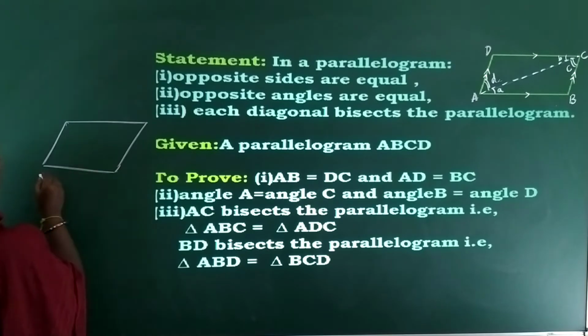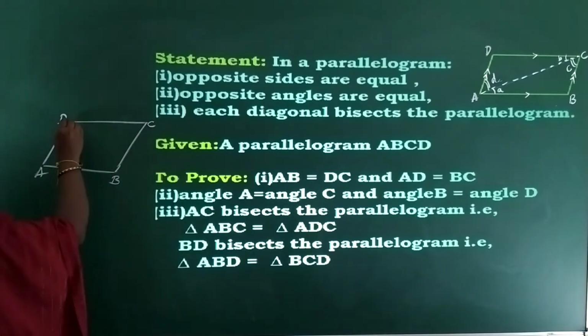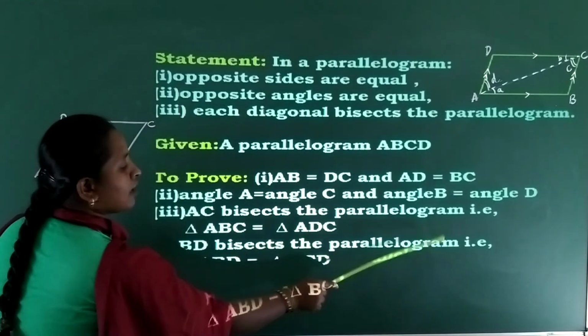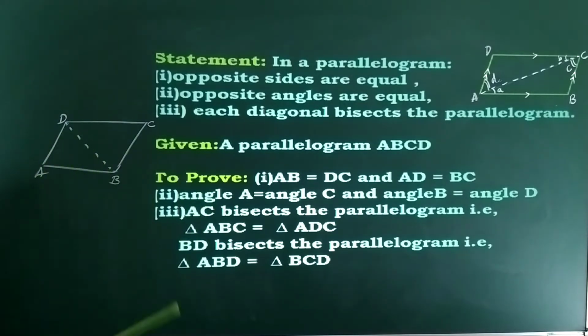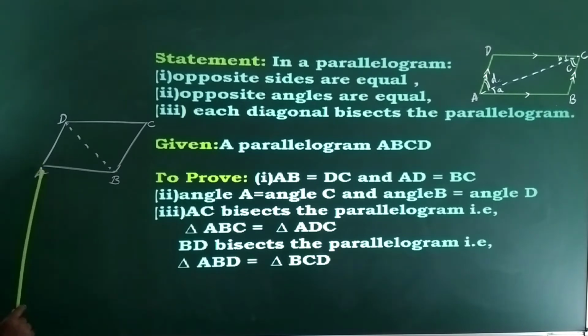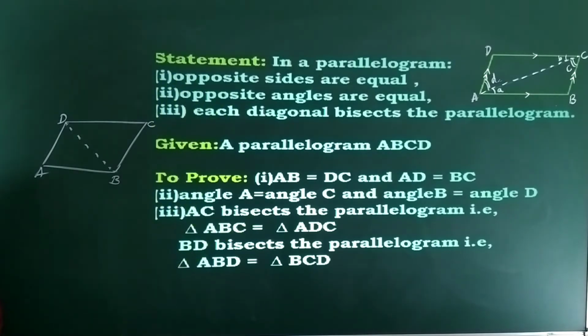If I draw another one, if I draw the line like this. Now look at here. BD bisects the parallelogram. Correct? Then what did we create? Triangle ABD is equal to triangle BCD. I hope you have clear now what is statement, what is given and what is to prove.